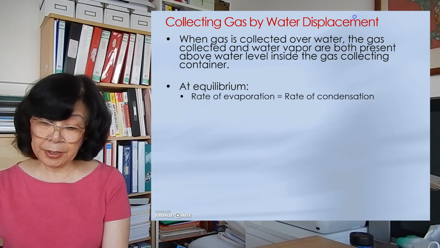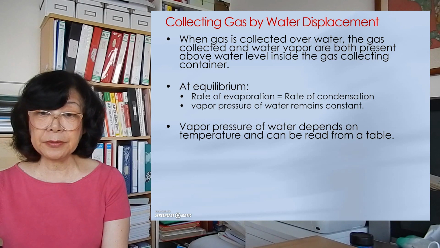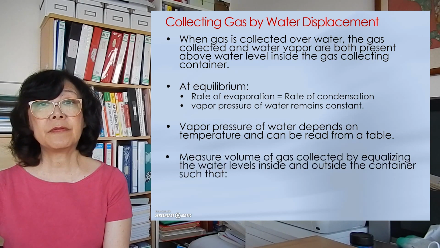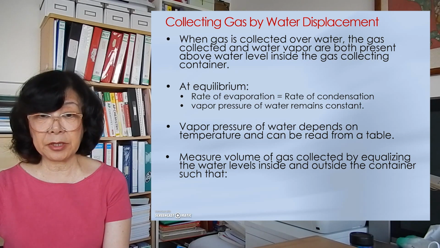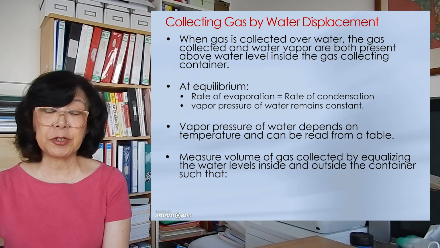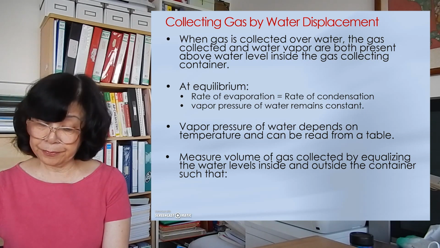So this slide here just basically reiterates what I said earlier, the importance of considering the vapor pressure of water at a particular temperature. And we can determine that from a table. Vapor pressure remains constant at a particular temperature.